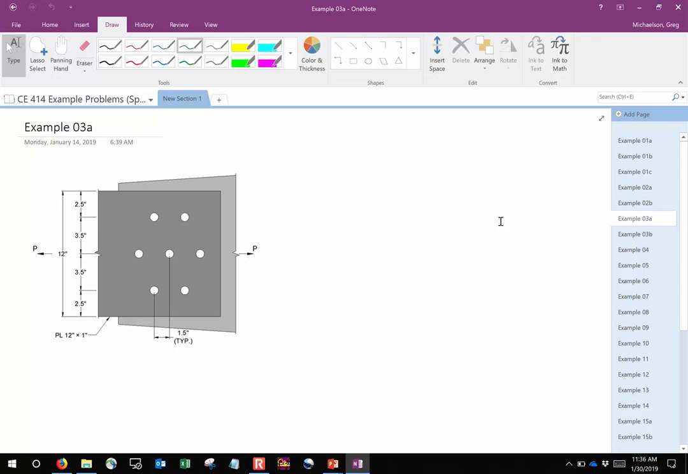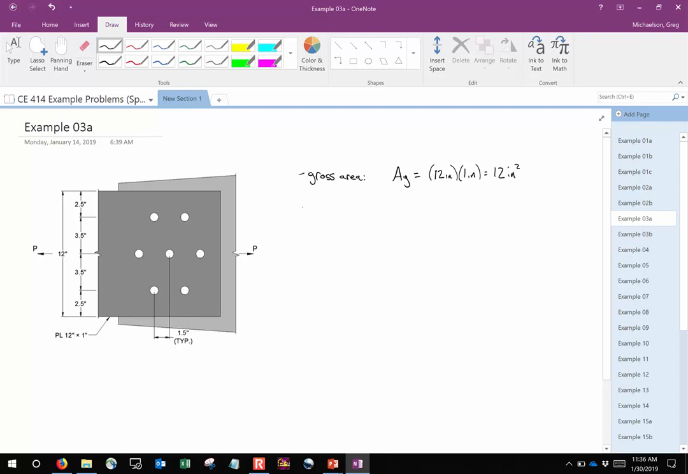Okay, now the dimensions of the plate are right here. The plate is 12 inches wide and it's 1 inch thick. So right off the bat, using my green pen here, we can go ahead and compute a gross area. The gross area is 12 times 1, which is 12 square inches.